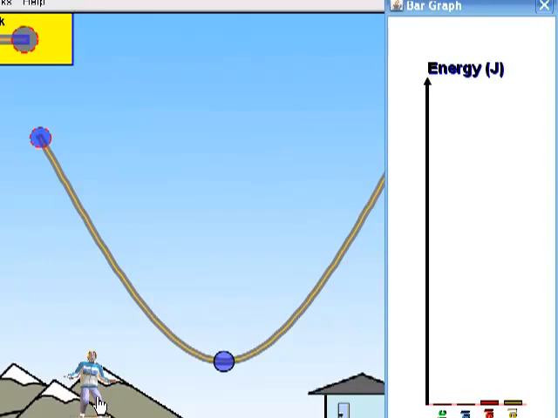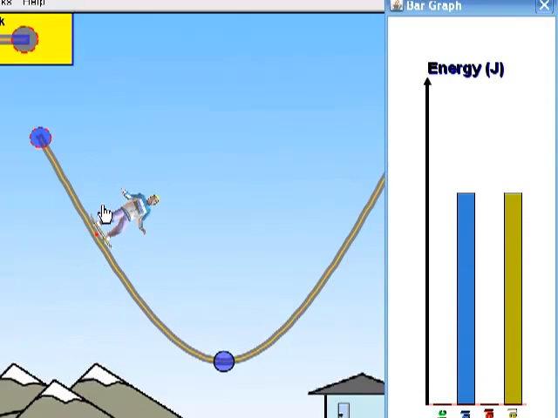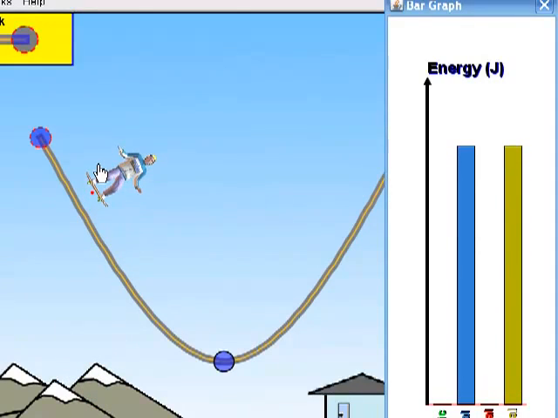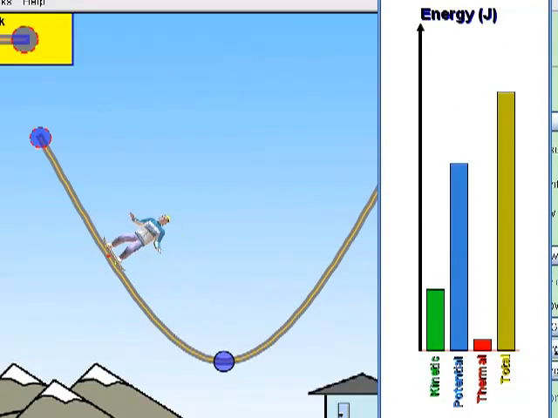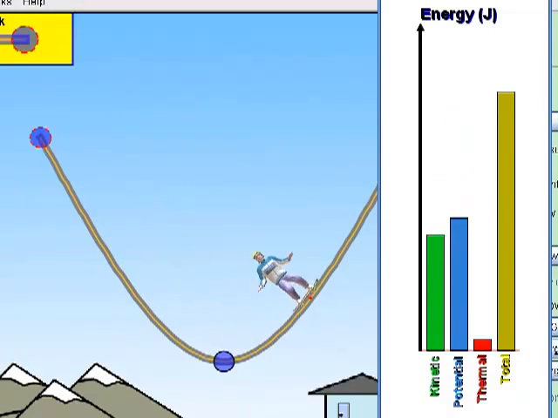And so if I were to look at my skater as I pick him up, his gravitational potential energy would increase, as you can see, and it would change into kinetic energy depending on his position.